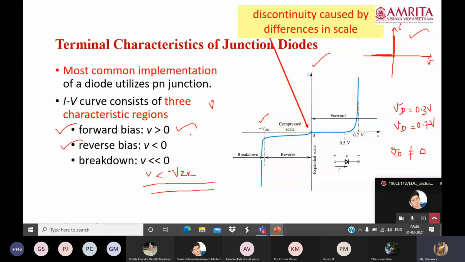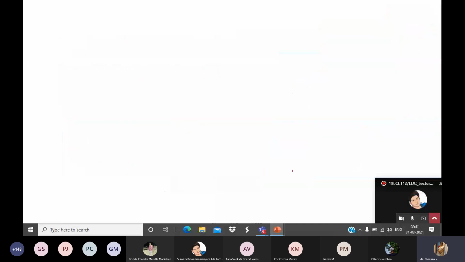B, the reverse biased region, determined by V less than 0. And C, the breakdown region, determined by V less than minus VZK.